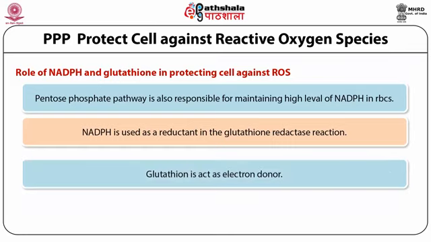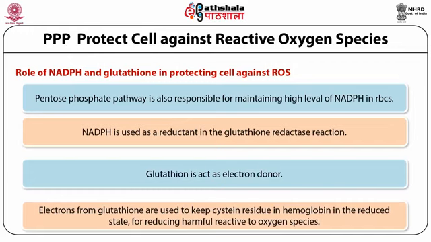Glutathione is a tripeptide that has a free sulfhydryl group, which functions as an electron donor in a variety of coupled redox reactions in the cell. In erythrocytes, electrons from glutathione are used to keep cysteine residues in hemoglobin in the reduced state and for reducing harmful reactive oxygen species and hydroxyl free radicals that damage protein and lipid through oxidation-reduction cleavage reactions.